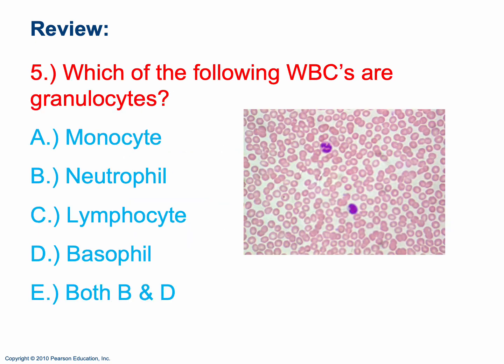All right, our next review, number 5. Which of the following white blood cells are granulocytes? So go ahead and take a look at your choices and select what answer you think is correct.